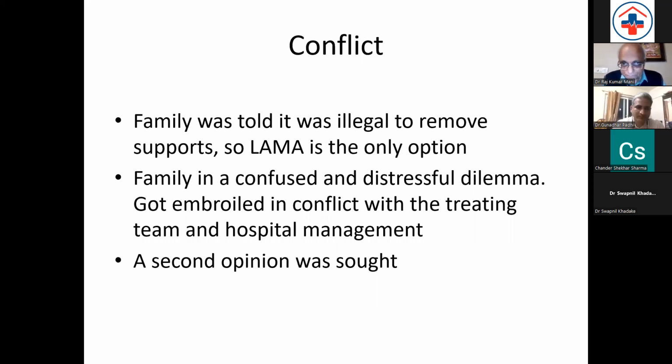But there was a conflict between the family and the caregivers. Family was told it was illegal to remove support, so LAMA is the only option. Okay. So this has been a very familiar stand all through. In our units, you would all agree, family is in a confused and distressful dilemma. They got embroiled in a conflict with the treating team and the hospital management, and a second opinion was sought. So I was a pulmonologist in the hospital, but I doubled up as an ethicist and palliative care specialist and an end-of-life care specialist for this case. So I was invited for a second opinion.